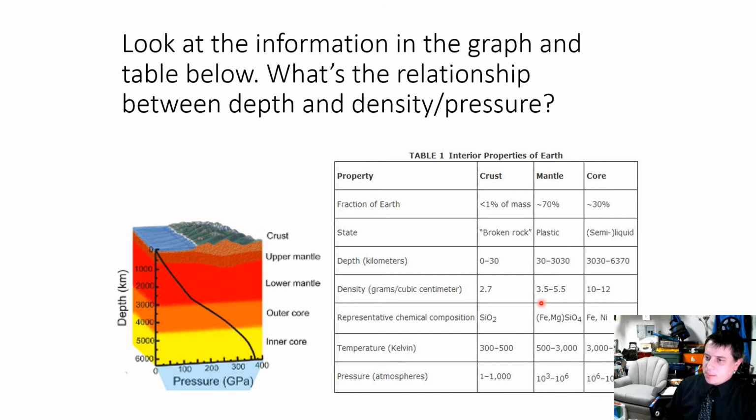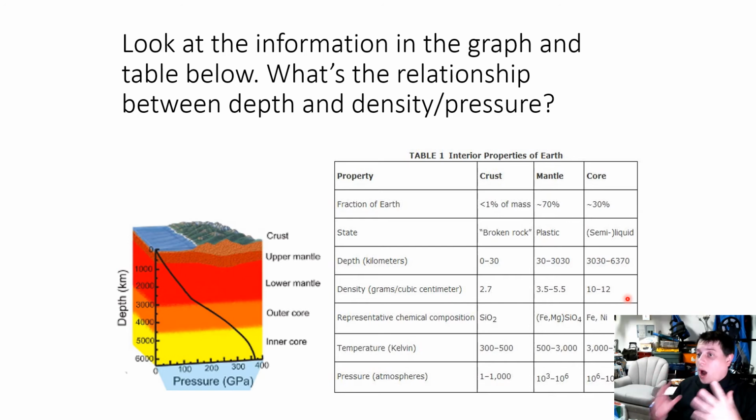But when you get to the mantle, that goes up anywhere from 3.5 to 5.5. So that can more than double. Now, keep in mind, the mantle is a big area, so there's a lot of variation in there. And then when you start getting into the core, you have anywhere from 10 to 12 grams per cubic centimeter. So that density is going up and up and up.